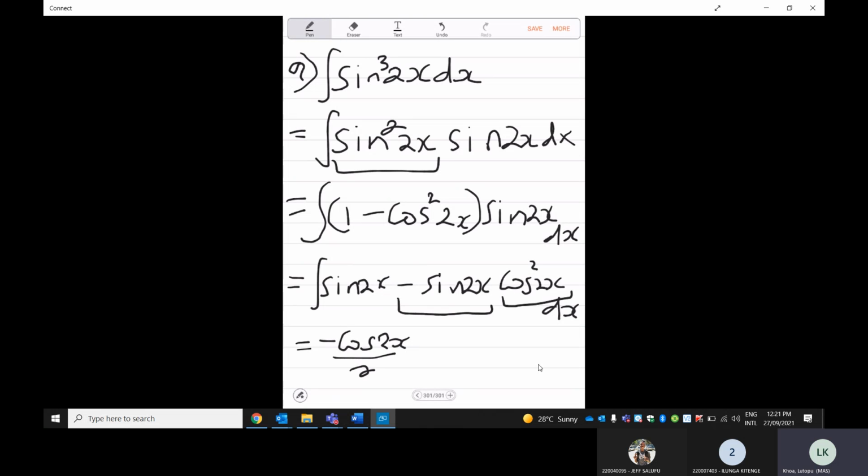because this is not just sine of x, it's sine of 2x. The only thing missing here in order for this to be the derivative of cos 2x is a 2. There needs to be a 2 outside, so I need a half. So here, my integral, I said I need a half, so I say plus a half cos to the power of 3 2x over 3, and then plus c.